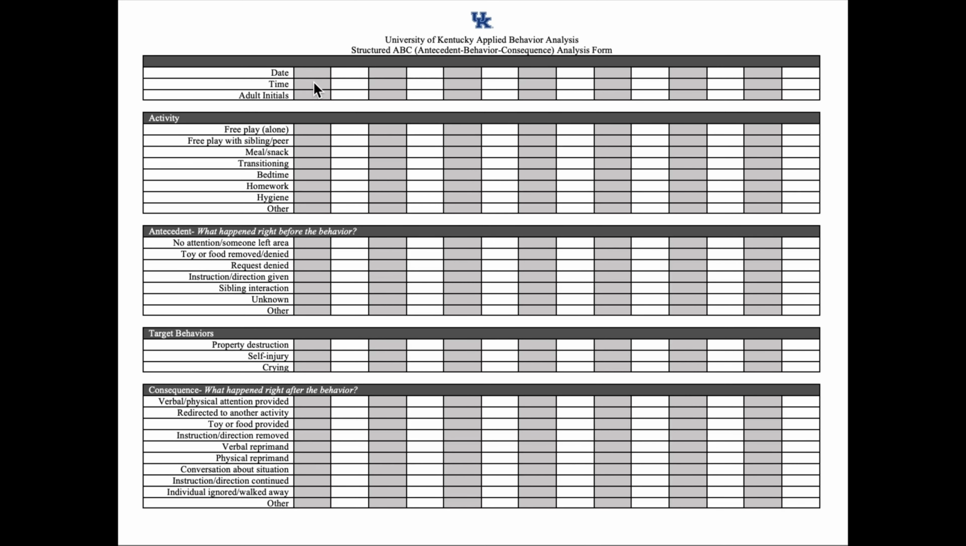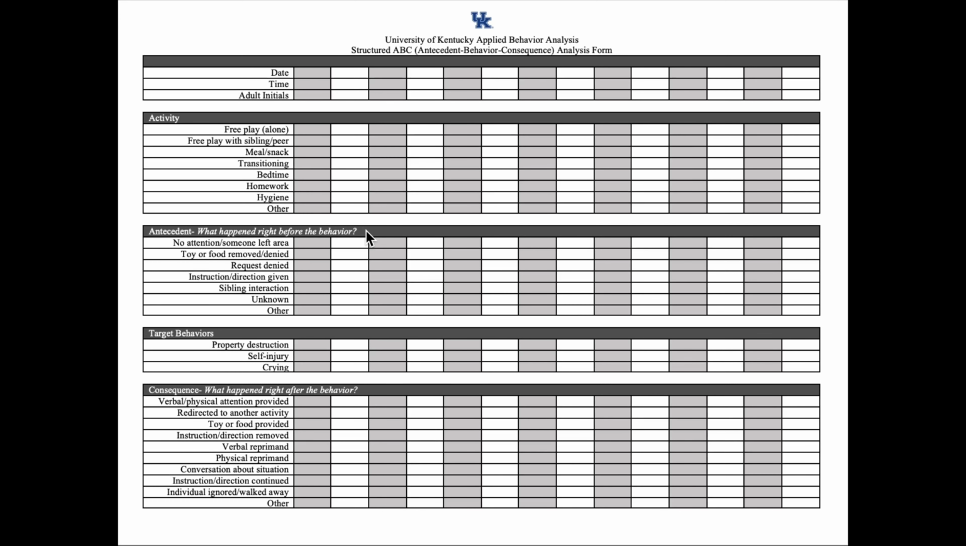Alright, the first box on here talks about the date, time, and adult initials. The next box is about the activity. As of now, we have free play alone, free play with siblings or peer, meal or snack, transitioning, bedtime, homework, hygiene, or other. You can fill in something else there.